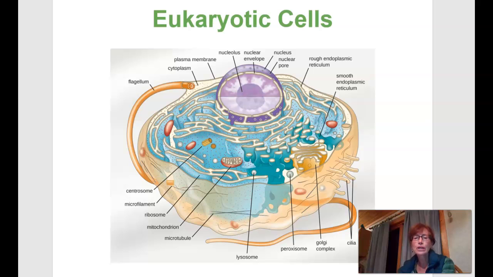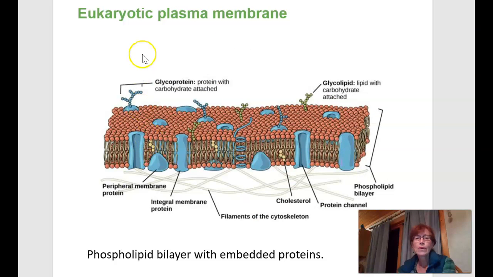cells. So eukaryotes, EU means true, and karyo here means having to do with this kernel or nucleus, that is where the DNA is contained in all cells which are eukaryotic cells. So that includes plant and animal cells and probably most of the organisms that we're familiar with. All eukaryotic cells are surrounded or bordered by this plasma membrane.